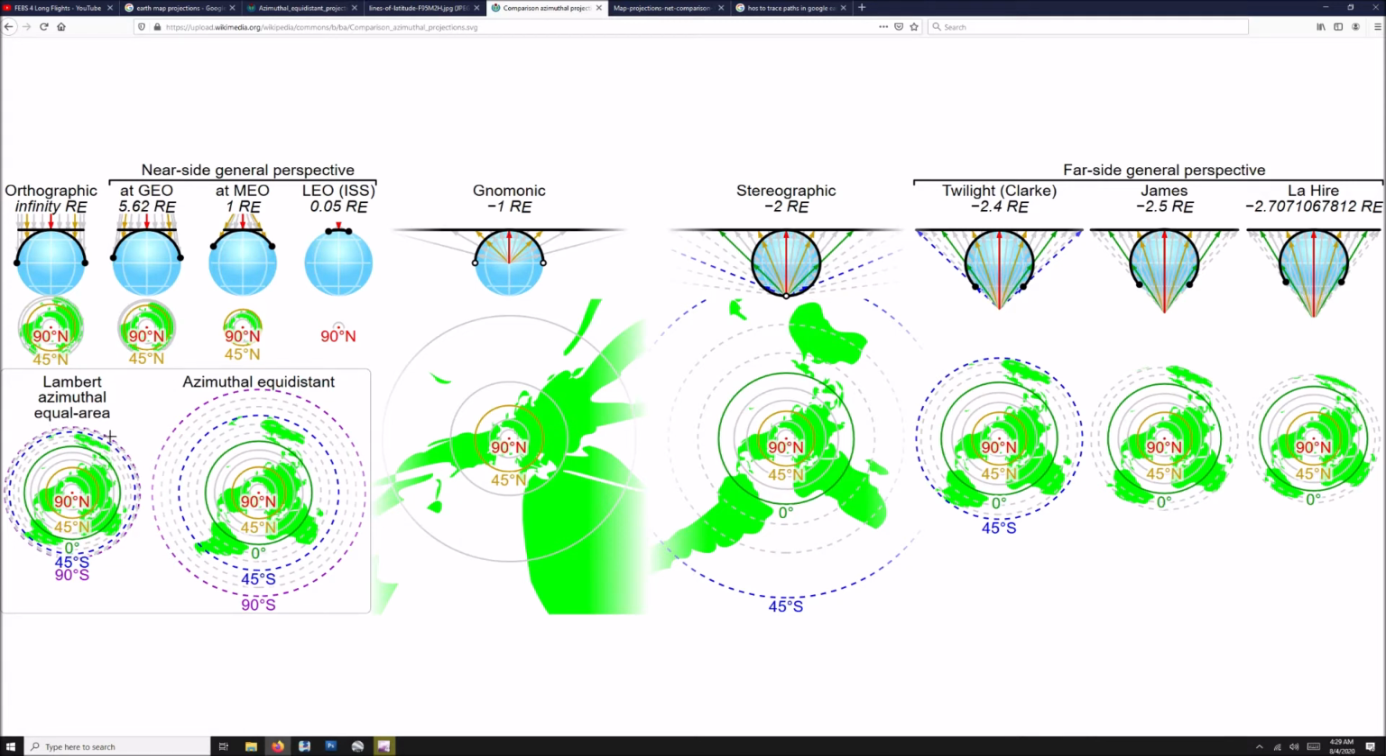So the areas of each sort of donut shape between these lines are correct. But as you can see, the lines are closer together here and farther apart up here. Let's take another quick look to relate all of this to the globe.